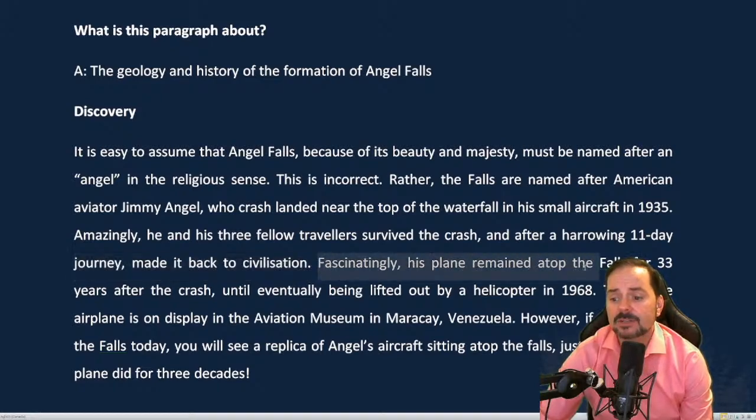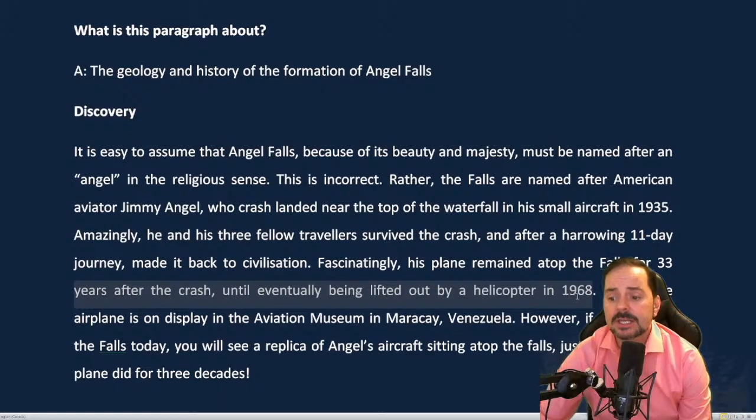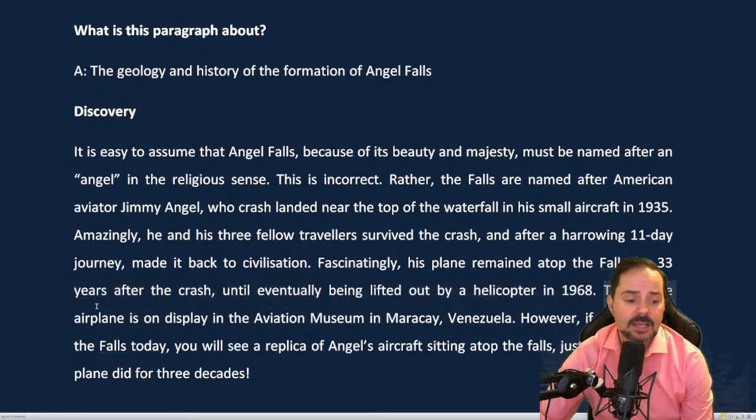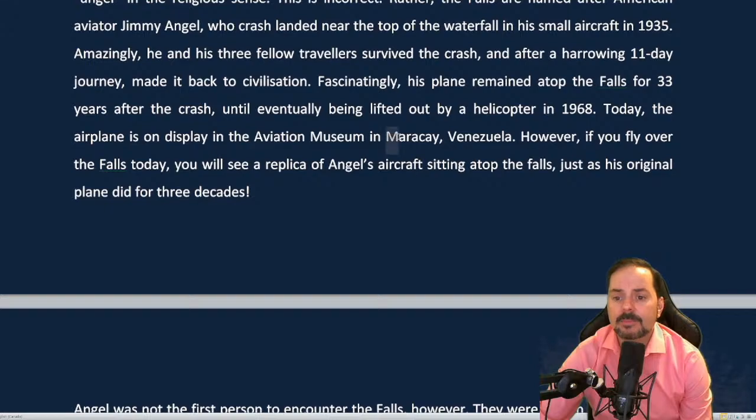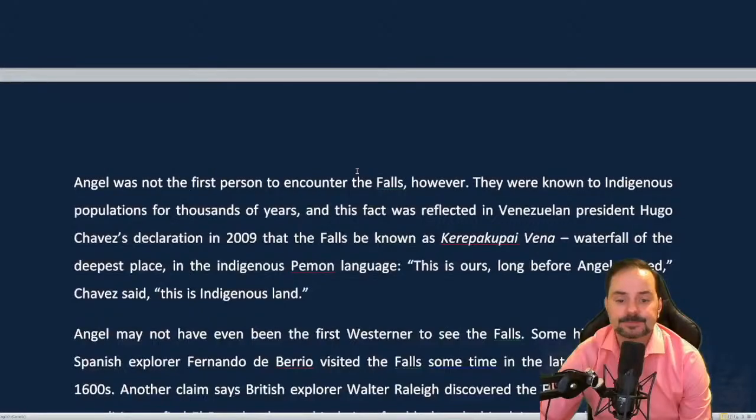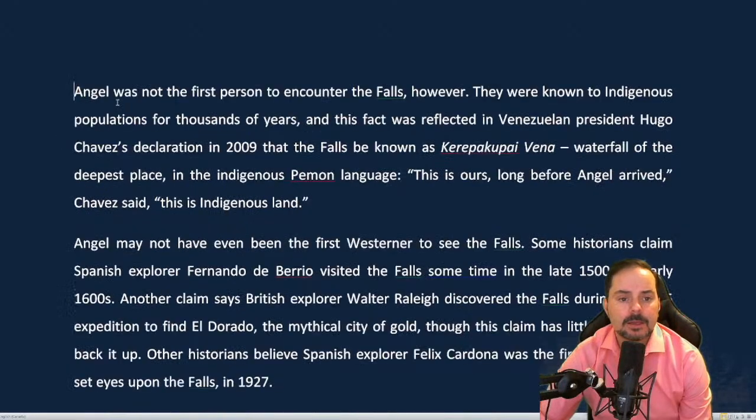Fascinatingly, his plane remained atop the falls for 33 years after the crash until eventually being lifted out by a helicopter in 1968. Today, the airplane is on display in the Aviation Museum in Maracay, Venezuela. However, if you fly over the falls today, you will see a replica of Angel's aircraft sitting atop the falls, just as his original plane did for 3 decades. All right.